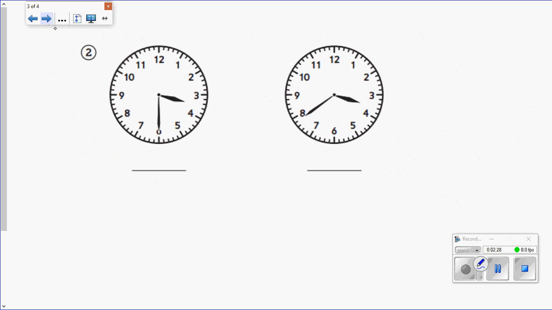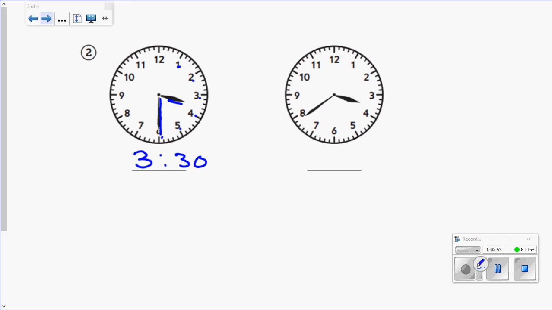All right, if we go to the hour hand here, it's between the 3 and the 4, so it's not quite on the 4 yet, so the hour must be 3. And if we notice, our minute hand is going straight down to the 6, and if we count these, this is 5, 10, 15, 20, 25, and 30.